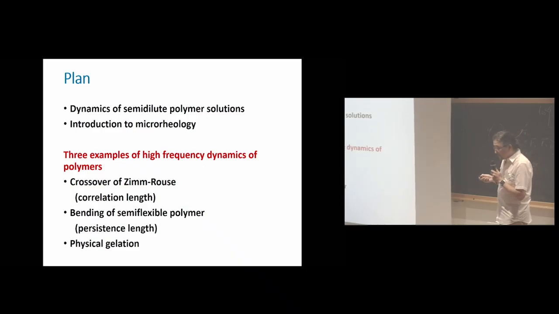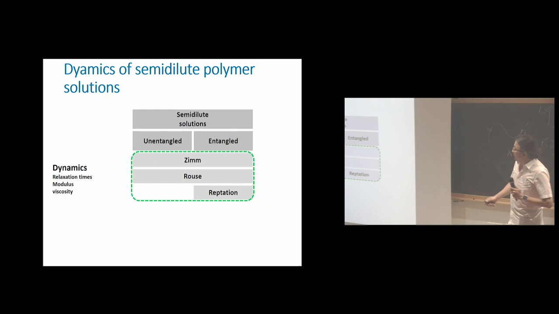This is the second lecture on dynamics after that of Professor Colby, so I will show you the theoretical part of dynamics of semi-dilute polymer solutions. This is related to the first example of experiments. The first part of this lecture is the dynamics of semi-dilute polymer solutions of flexible polymers, which can be unentangled or entangled.